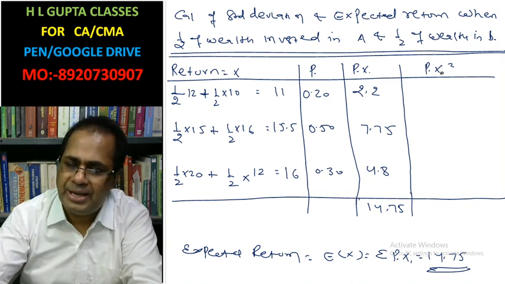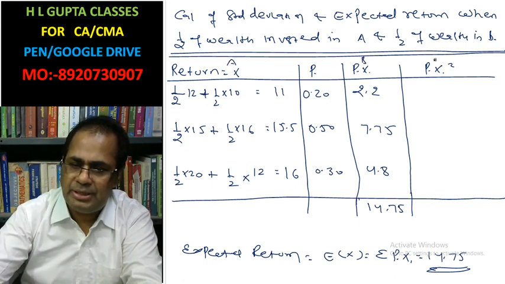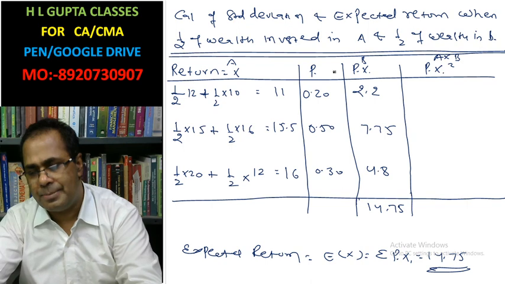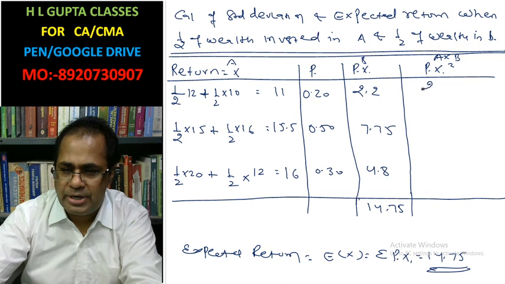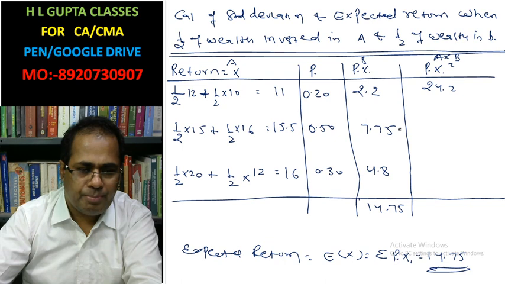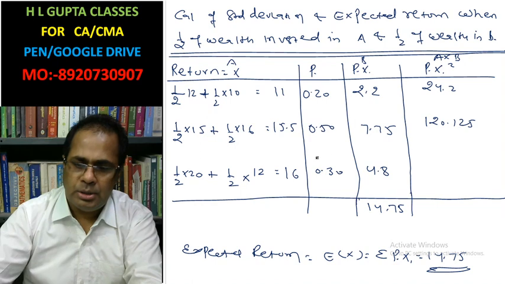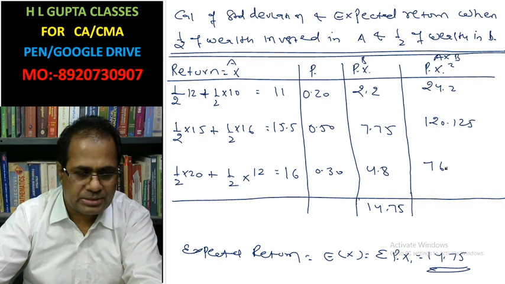Now you have to calculate PiXi square. Suppose this is your A and this is your B, then it is calculated as A into B, because X is here and X is here. If you multiply, then X square will come. So 11 into 2.2 is 24.2, 15.5 into 7.75 is 120.125, 16 into 4.8 is 76.8. After adding all these, you will have 221.125.